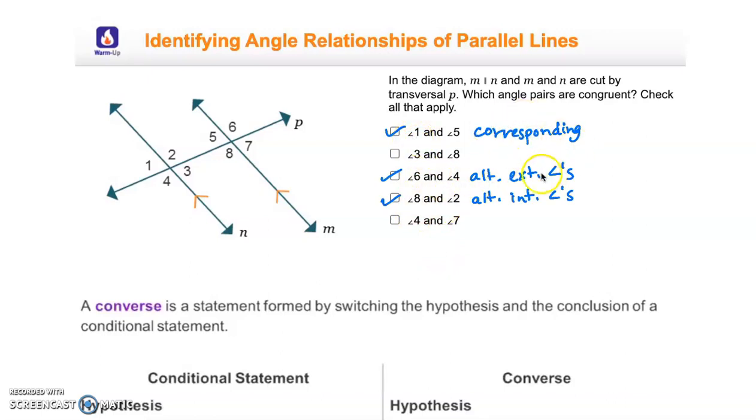1 and 5 are corresponding, 6 and 4 are alternate exterior, and 8 and 2 are alternate interior. 3 and 8 are same side, so they are not congruent, they are supplementary. And 4 and 7 are exterior angles, they're same side exterior angles, but we don't know about those.